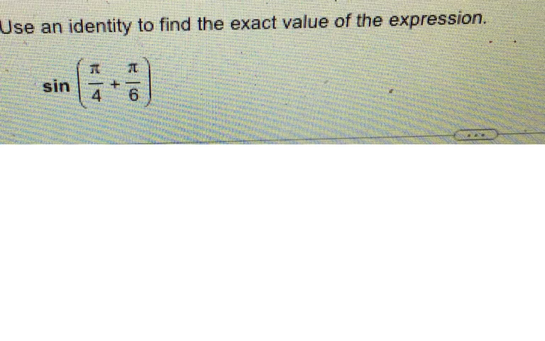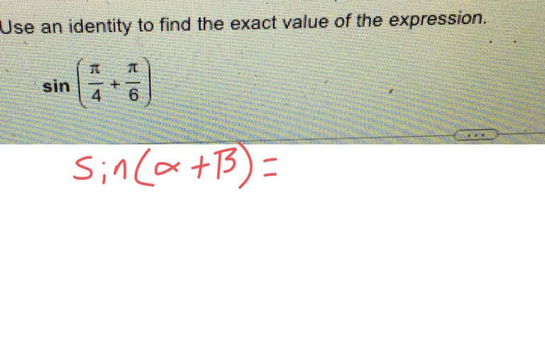So on these, we're going to be using our sum and difference identities. Because this one is addition of sine, we could think of this as being sine of alpha plus beta. That's a sum identity. That should simplify to be sine of alpha cosine beta minus sine beta cosine alpha.